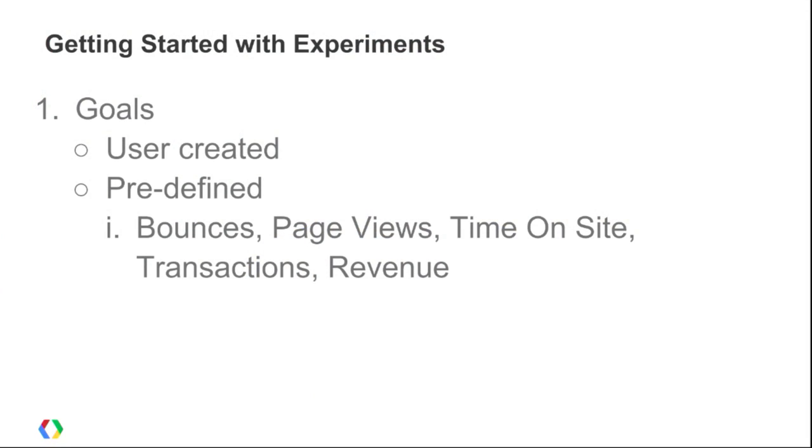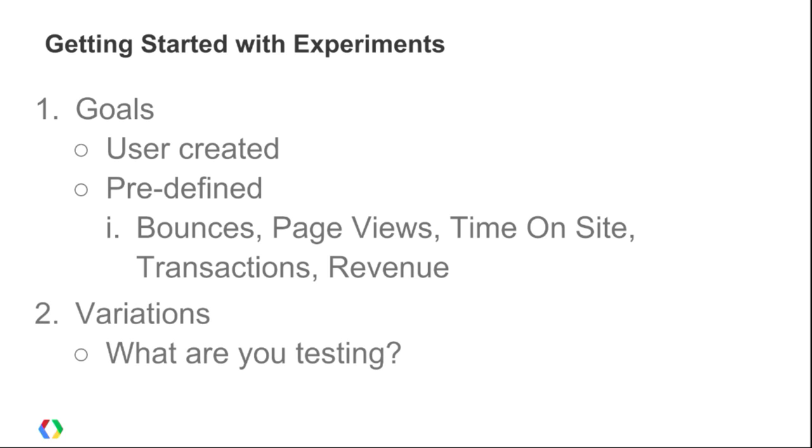So to get started with experiments, there are a few things that you need to have in place. The first thing is obviously you need to have Google Analytics implemented on your property. Once you have that up and running, that's the first basic step. But you need to make sure you have some kind of goal or objective for your property. That could be a user-defined goal, so you might set something up yourself using the admin or management configuration. You can also use predefined goals that we have set up for experiments. So for example, you can optimize for minimizing bounce rates or increasing page views or time on site, things like this that are already predefined for you.